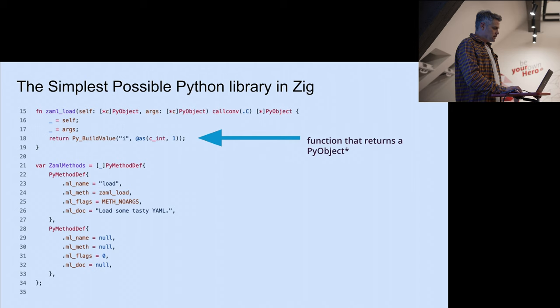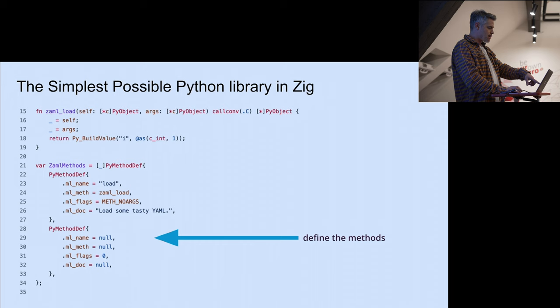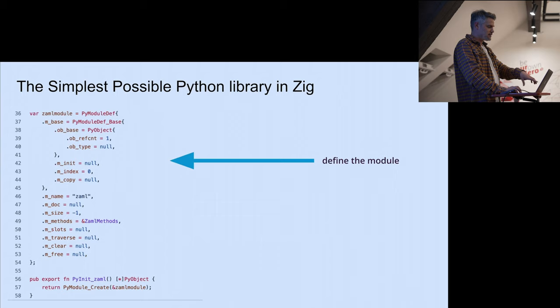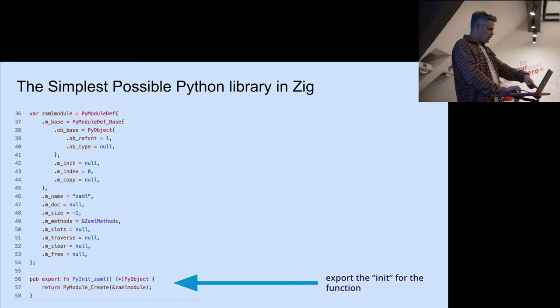Here I'm defining an array of PyMethodDef structs, and this last struct between 28 and 34 is a sentinel struct that says that's the end of the methods in this library. And then finally, this is only 58 lines. We will define the module here. Python's a reference counted language, so the module itself has a reference count on line 39. And then we export for public use this creation function that lets Python create the module when we import it. So that's the 58-line simplest possible Zig library you can write for Python.